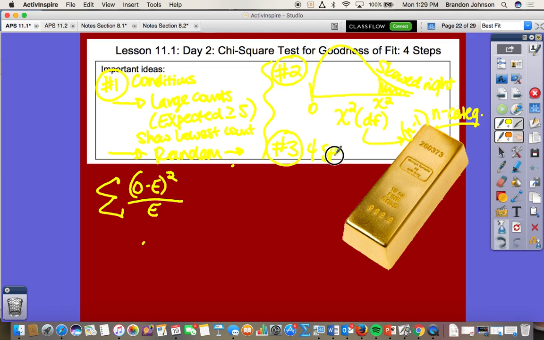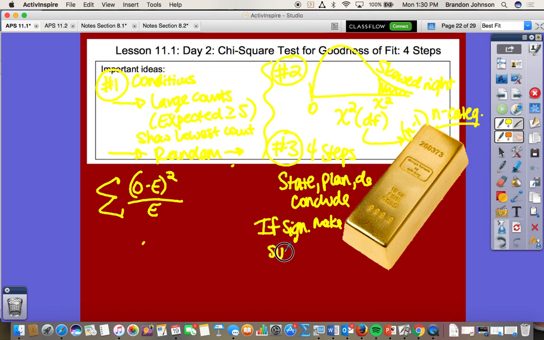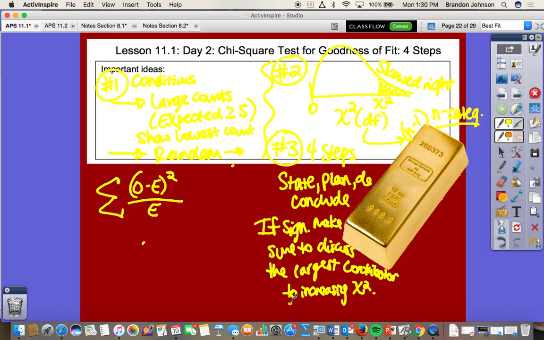Again, we're looking at 4 steps with our state, plan, do, and conclude. Okay? So again, just a heads up on that. Make sure you do it. If it is significant, this is something too. If significant, make sure to address and discuss the largest one that's away from my observed value. So the largest, we call it the contributor to increasing chi-squared, okay?